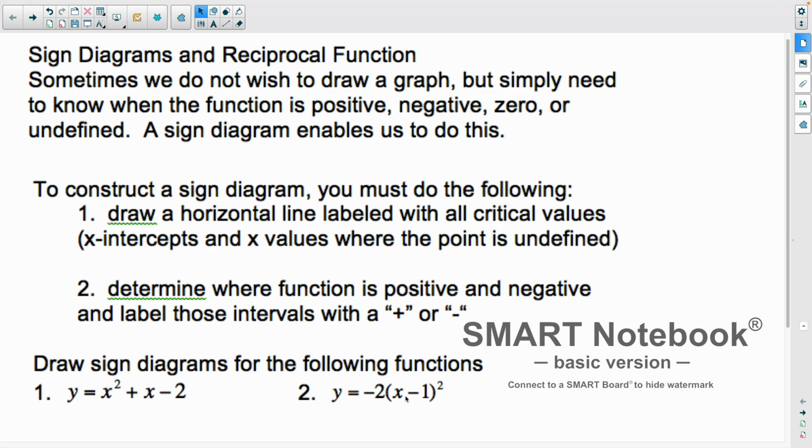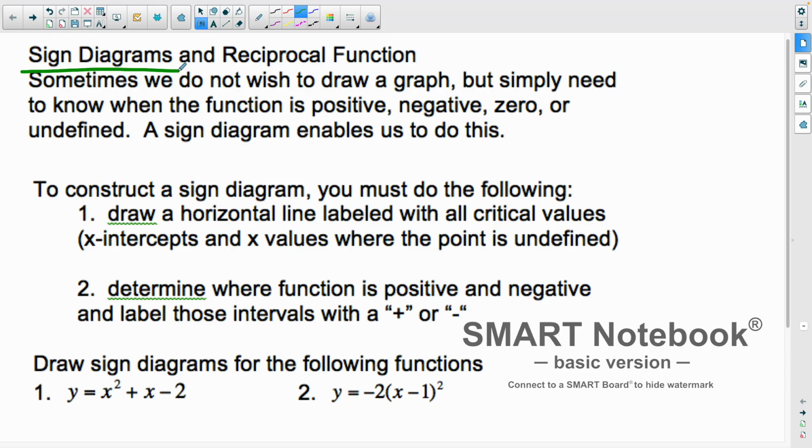Let's begin. What we're going to be talking about today is sign diagrams. I'm going to help build one with you today, so that we can use that as we move forward. We're going to talk about the reciprocal function or rational function. We're not going to get to that today, but that's what we'll be doing Tuesday and Wednesday when we get back.